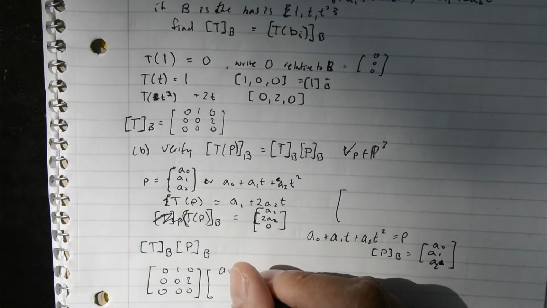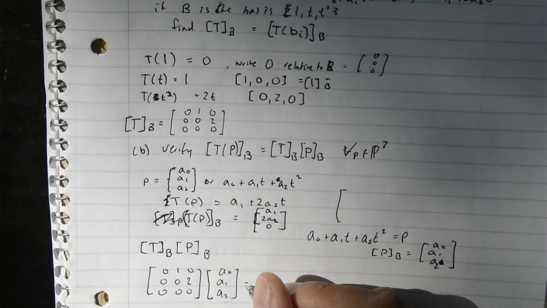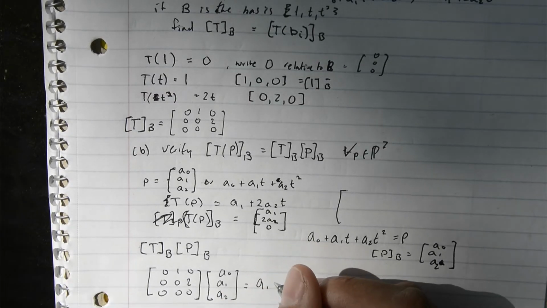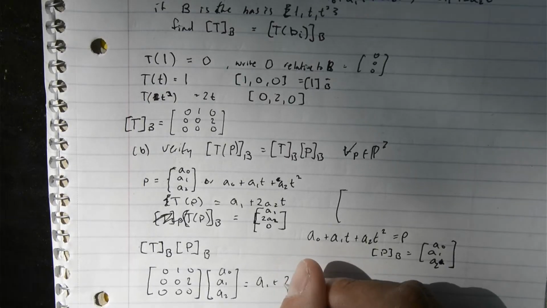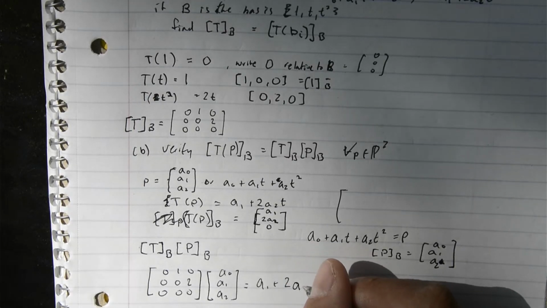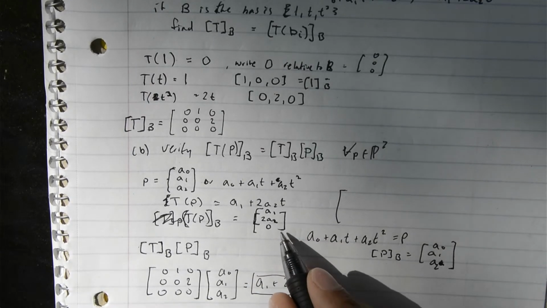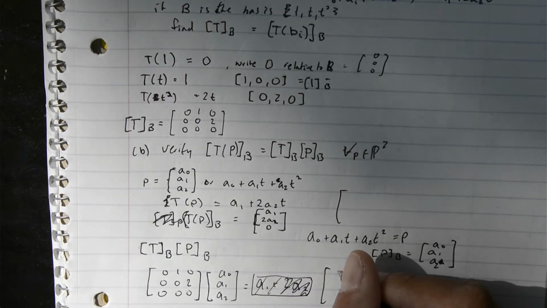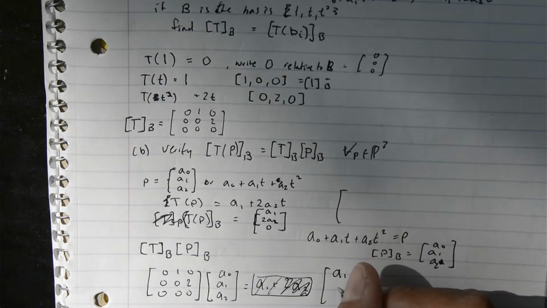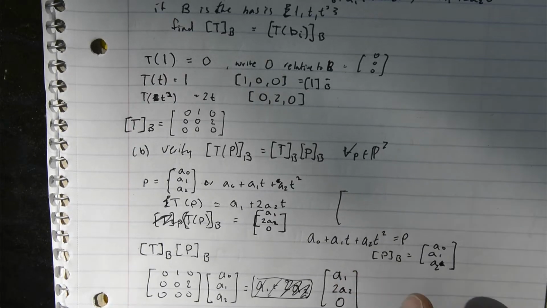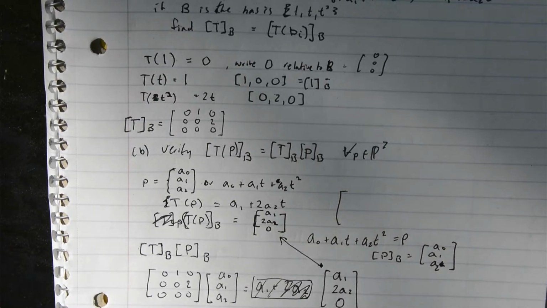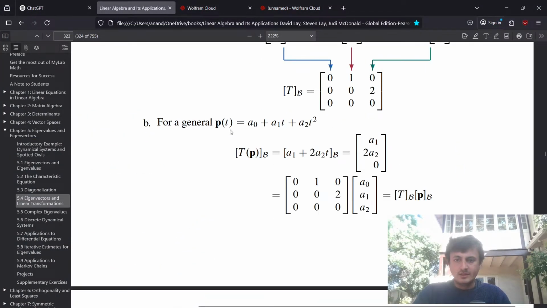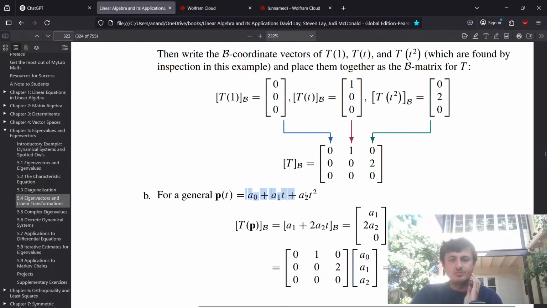So now P relative to B is just going to be the coefficients, A0, A1, A2. And so we'll see here that we're going to get A1, 2A2, 0. And here we got the same thing, which is what these things are equal. So therefore, we did it. All right, so we can switch back over to this and see if they did it the same way. So they take a general P.